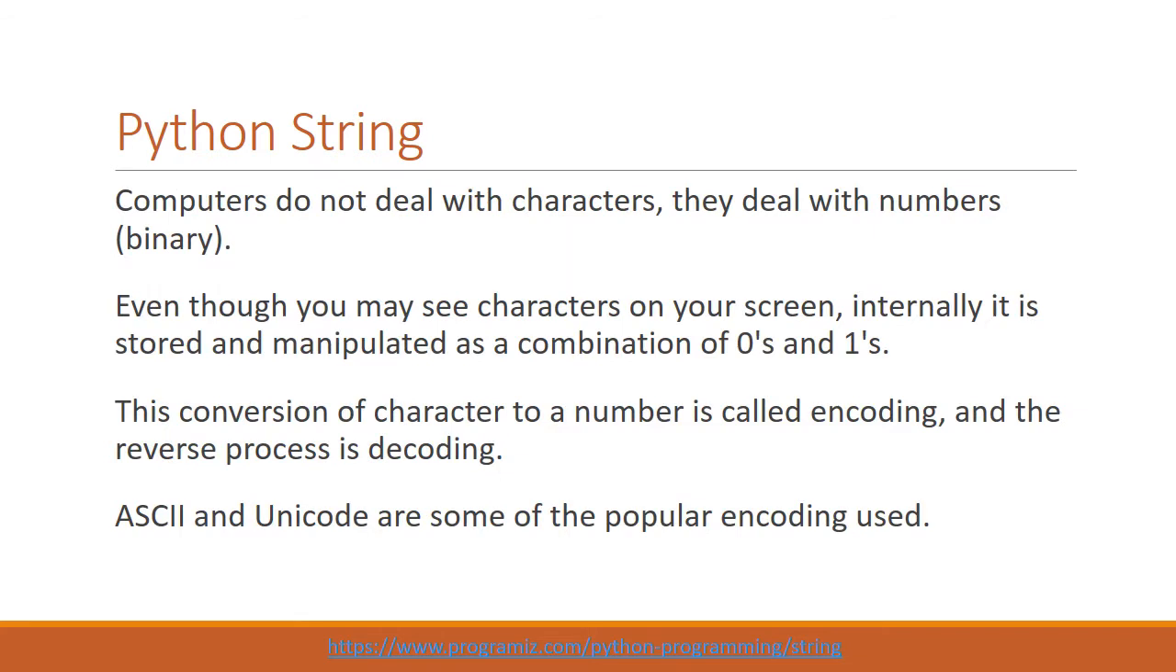Computers do not deal with characters. They deal with numbers, binary, zeros and ones. Even though you may see characters on your screen, internally it is stored and manipulated as a combination of zeros and ones. This conversion of character to a number is called encoding. The reverse process is decoding. ASCII and Unicode are some of the popular encodings used.